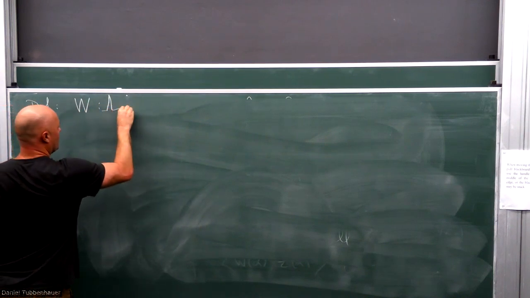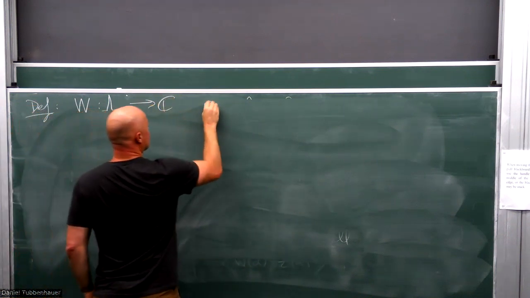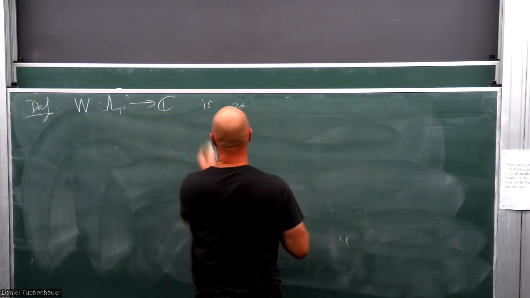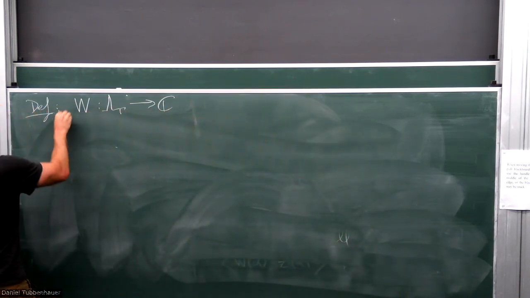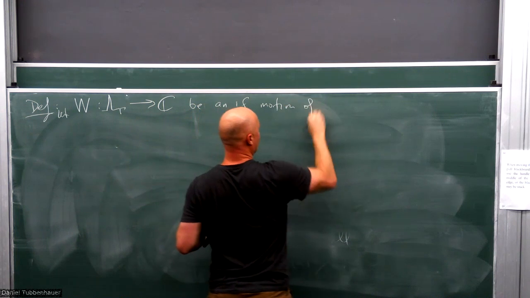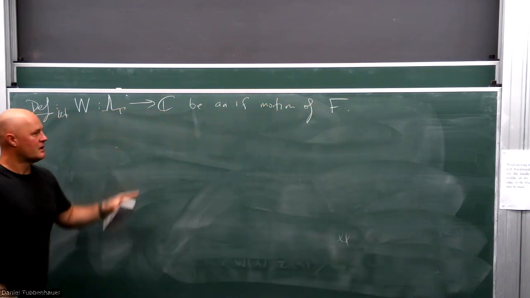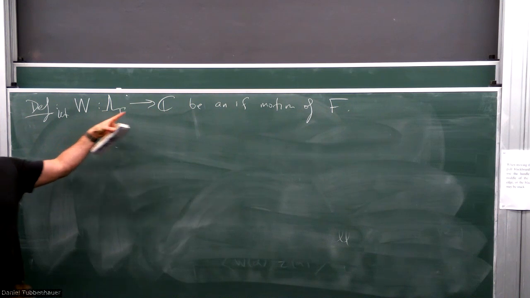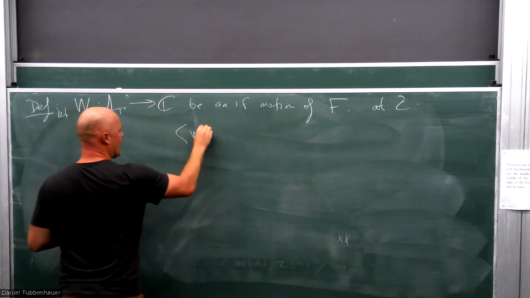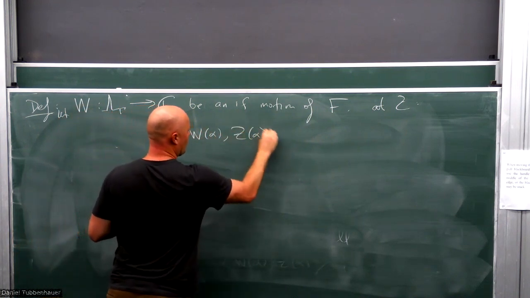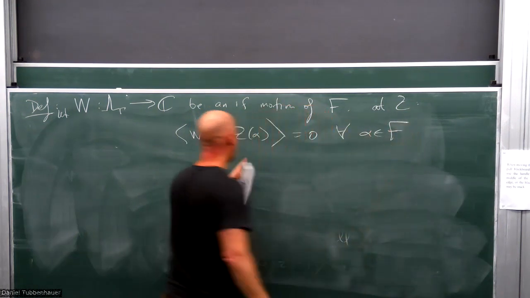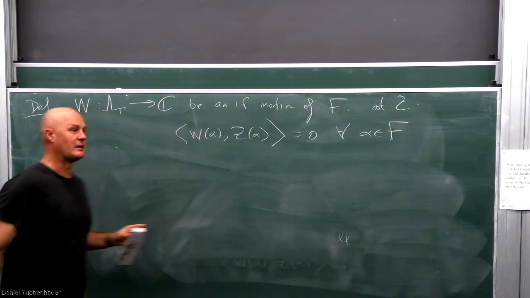Good. So let W be an infinitesimal motion of a framework F. So that means that these vectors are orthogonal to Z at Z. So, let's remind you, that means that these guys are orthogonal for all elements of the framework, but not necessarily for all roots, just for all the elements of my framework.